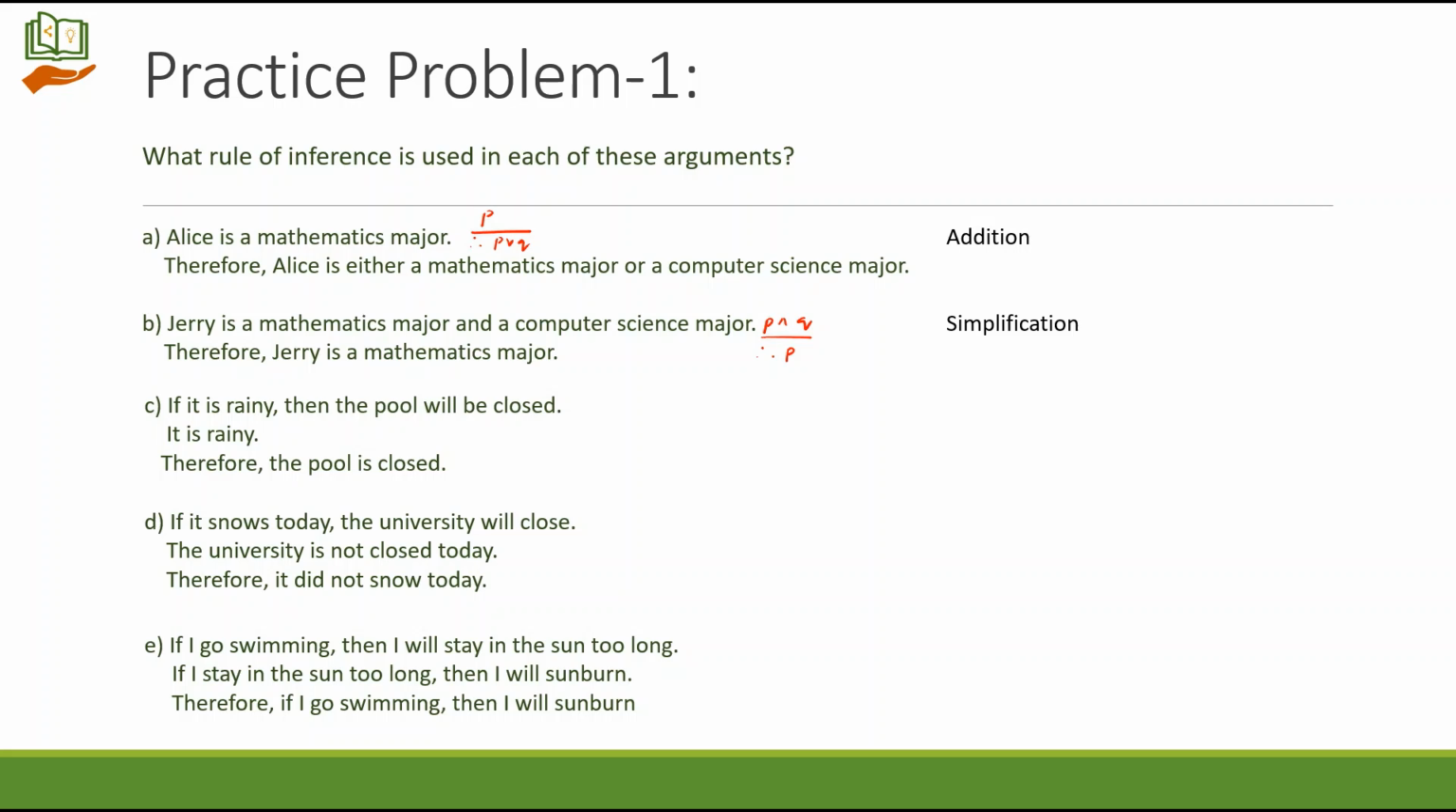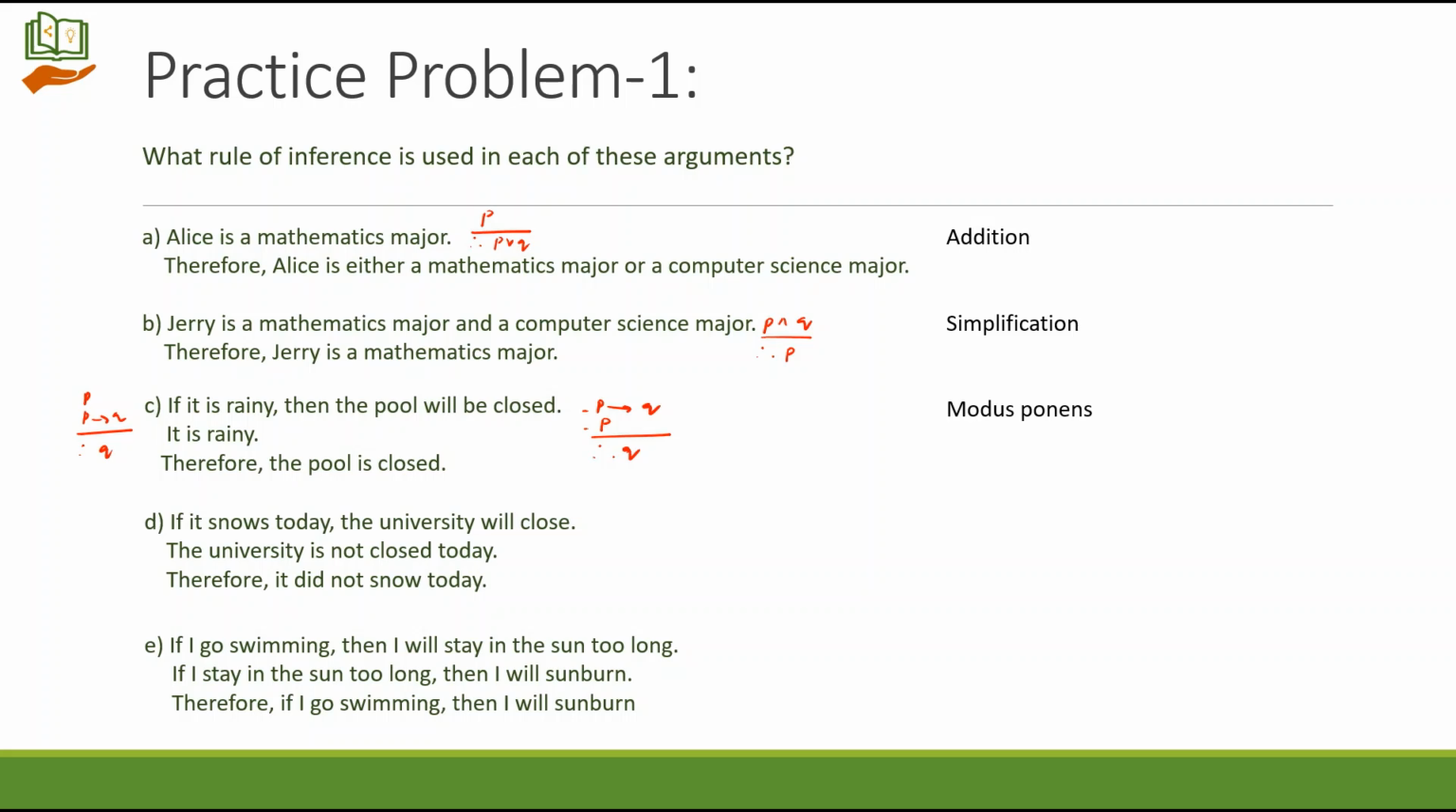If it is rainy, then the pool will be closed. So this is P implies Q. It is rainy. So it is P. Therefore, the pool is closed. What rule of inference is this? It is Modus Ponens. Actually, when we saw the format of Modus Ponens, it was P implies Q, P, therefore Q. So this is also the same thing. It is not about which is placed first and which is placed next. It is about the premises that are involved and the conclusion that you are able to derive from that.